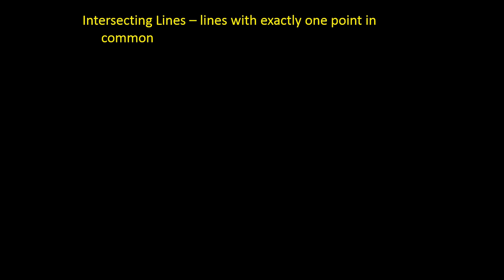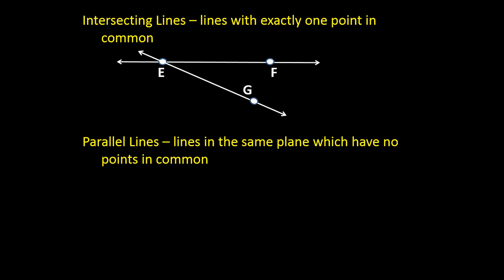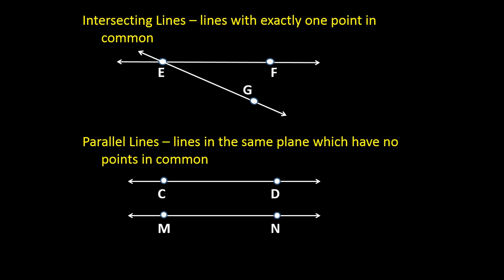Intersecting lines have exactly one point in common. So in this case, we have 2 lines that intersect at point E. Parallel lines are in the same plane and they have no points in common. In this case, we have line CD and line MN that are parallel to each other.